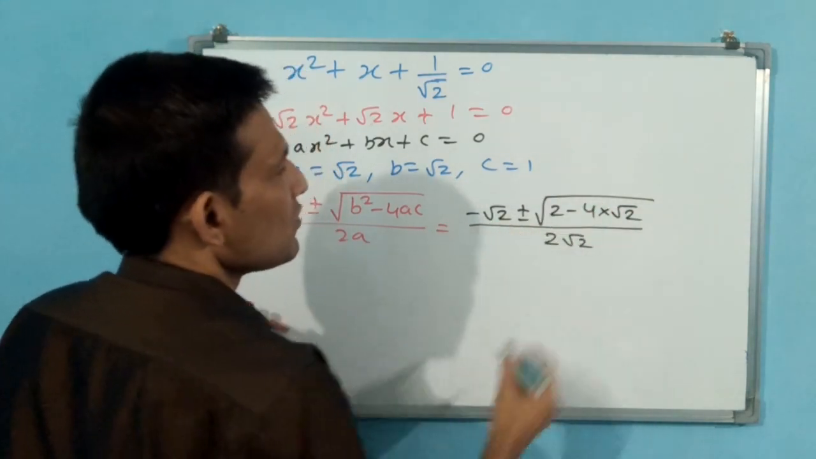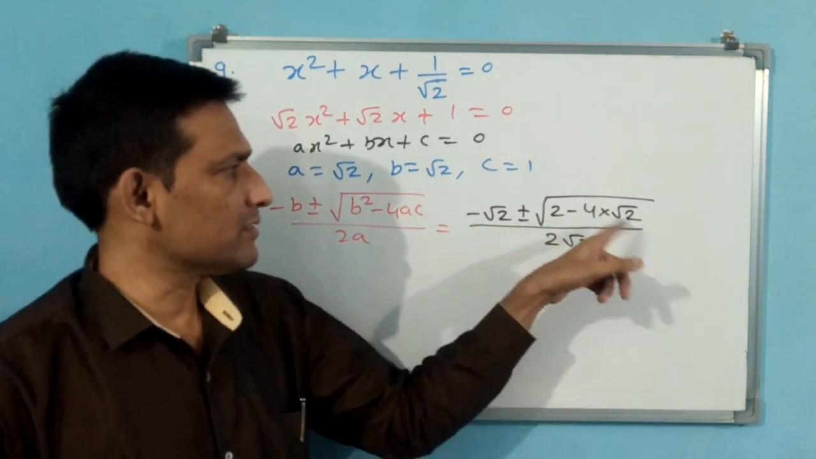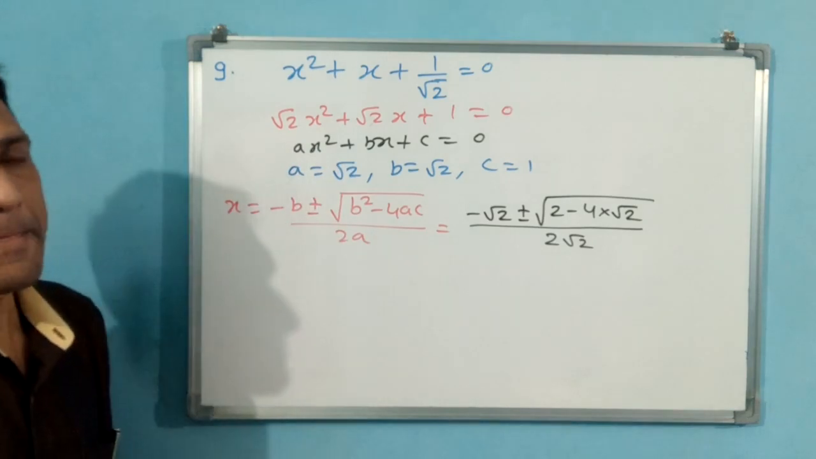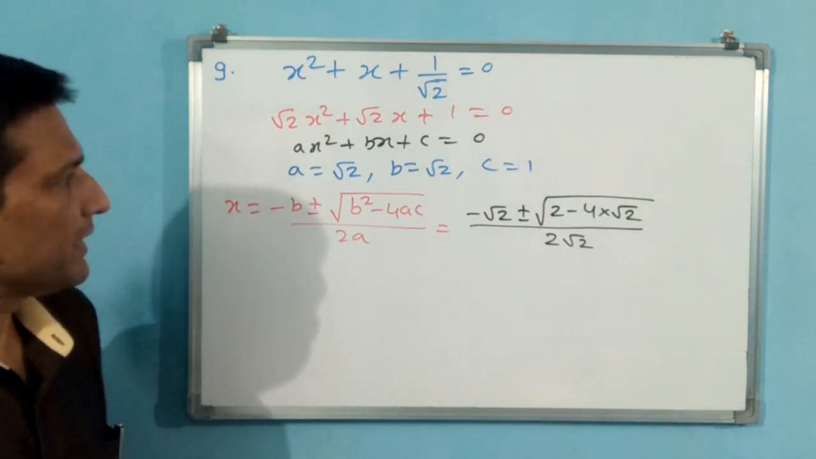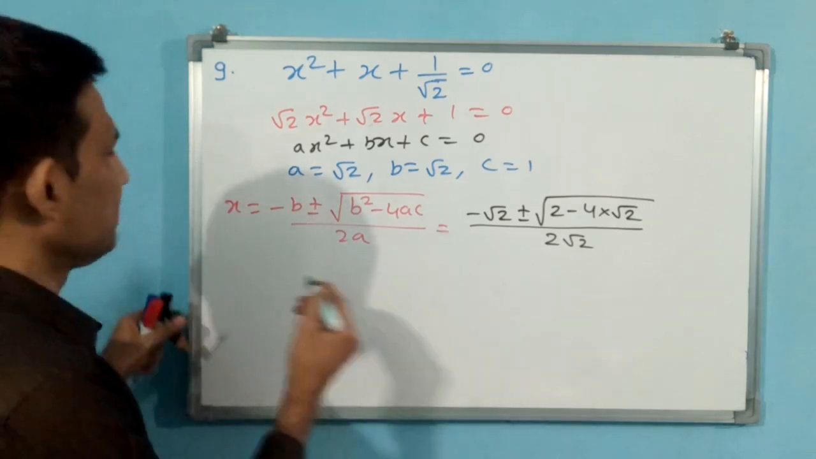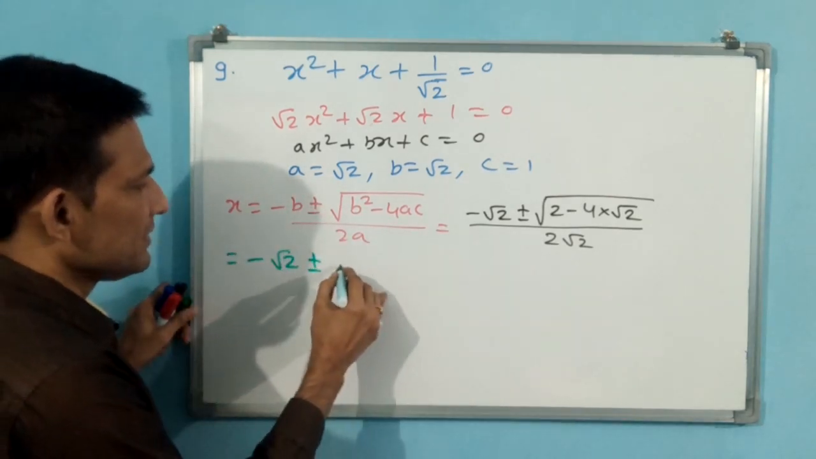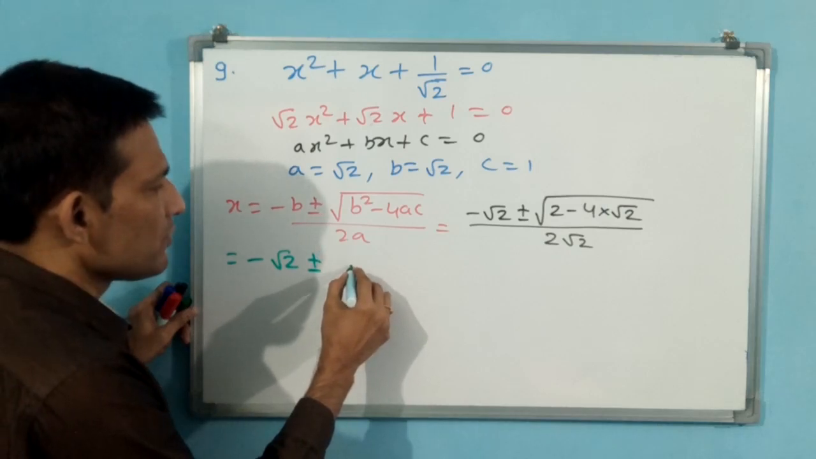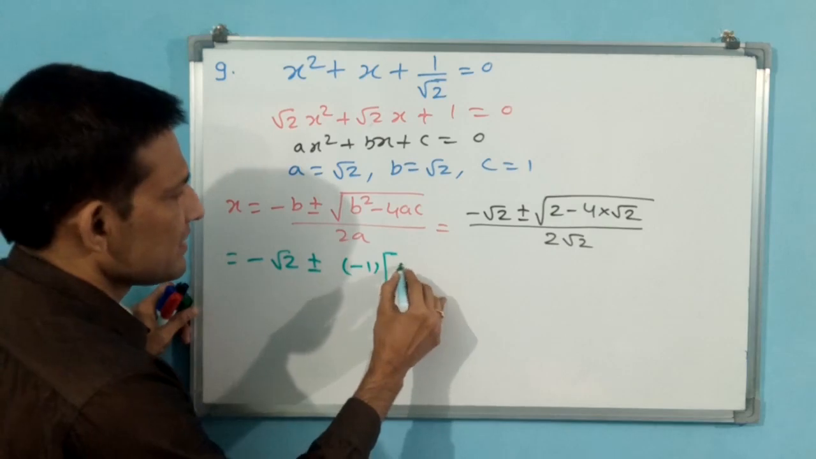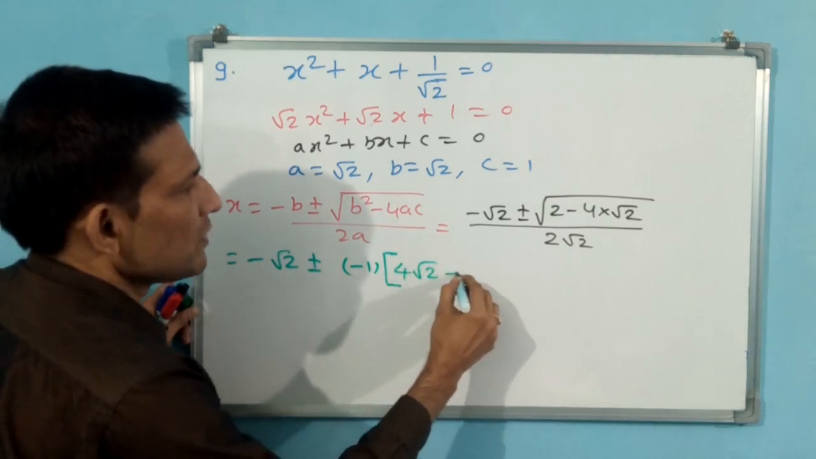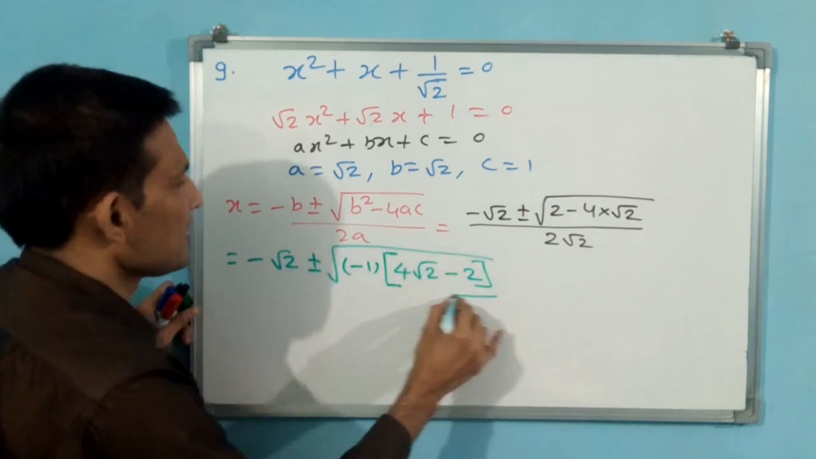4 root 2 by 2a, 2 root 2. Here you see how can you make this subtraction, 2 minus 4 root 2? Now we have to apply our brain. Okay. See how I am writing. Minus root 2 plus or minus. Okay. What I am going to do, minus 1 if I take common, 4 root 2 minus 2. These are all under root. Okay.